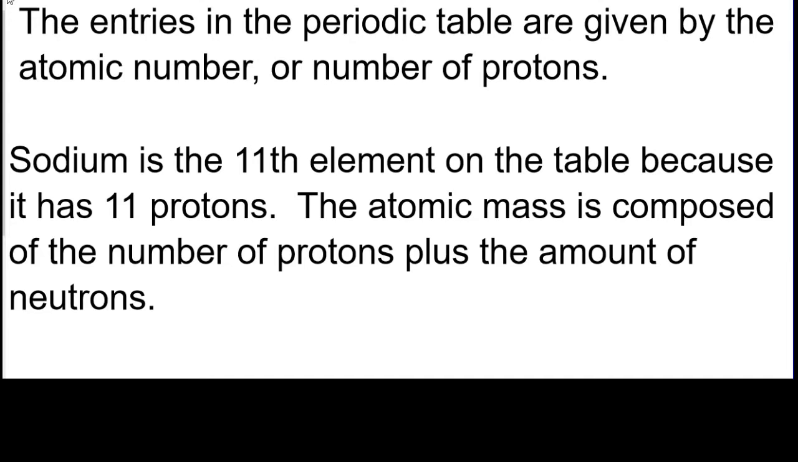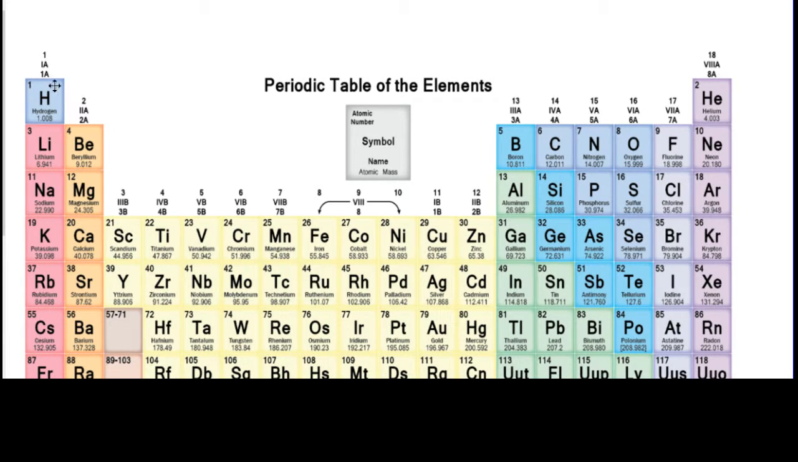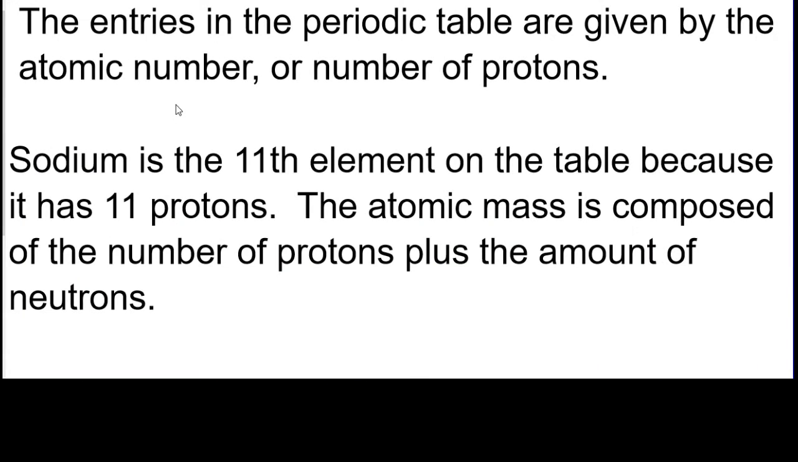The entries in the periodic table, which we're going to refer to as cells, are given by the atomic number, or the number of protons. So the way that the elements are listed out, hydrogen being 1 has 1 proton, and conversely and respectively has 1 electron. Helium having 2, lithium 3, etc., and that's how they create the periodic table. Sodium is the 11th element on the table because it has 11 protons.